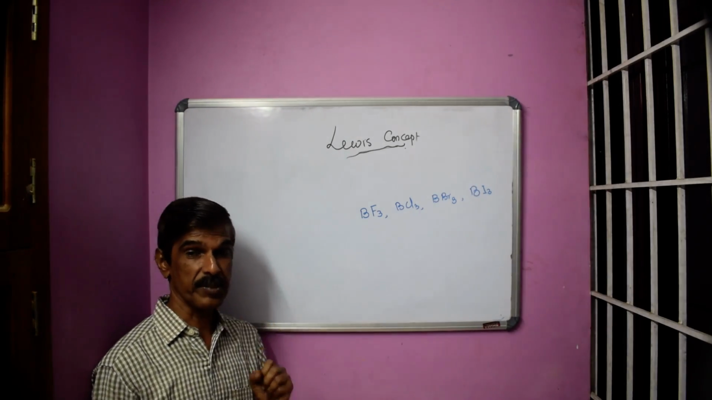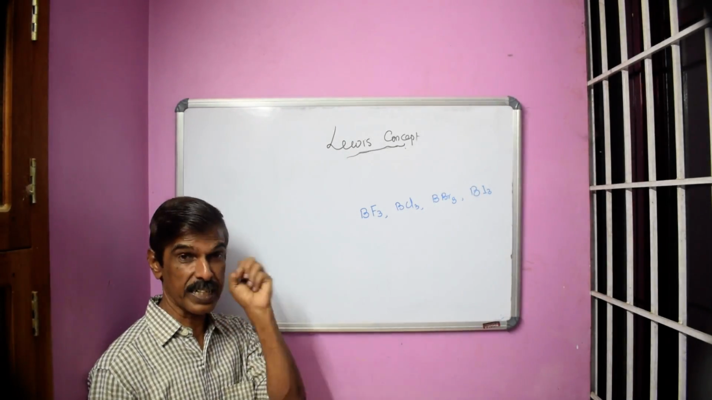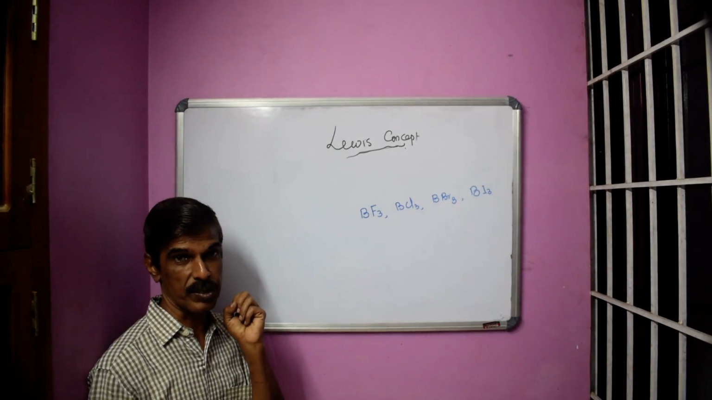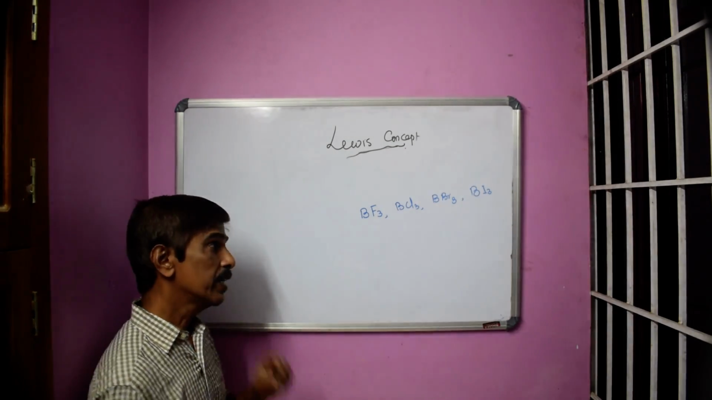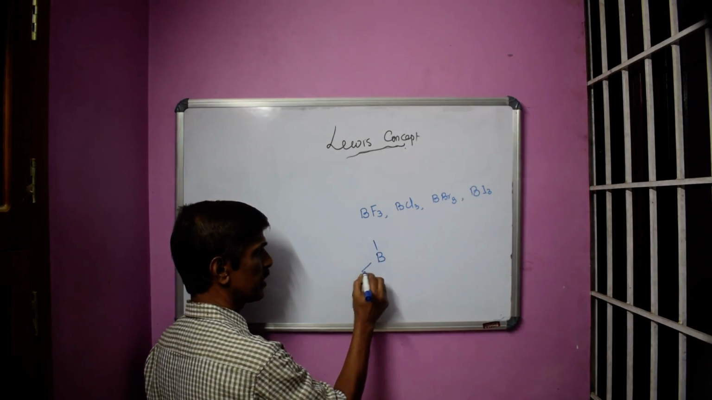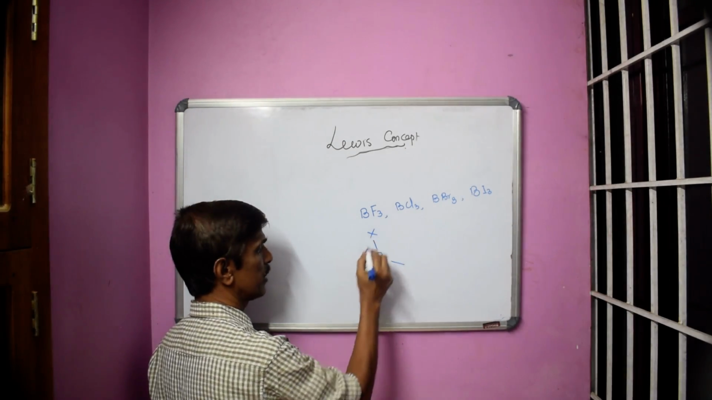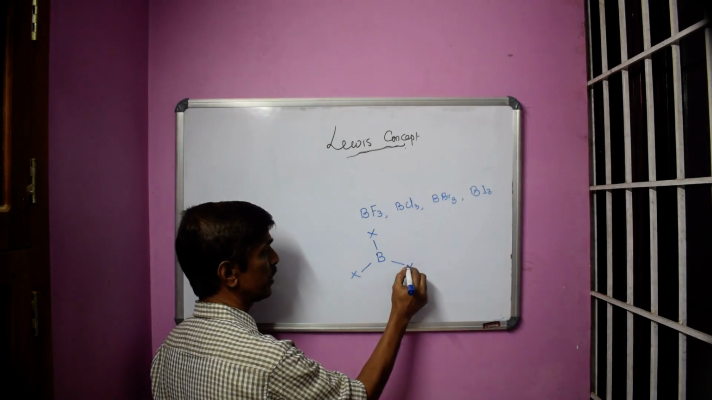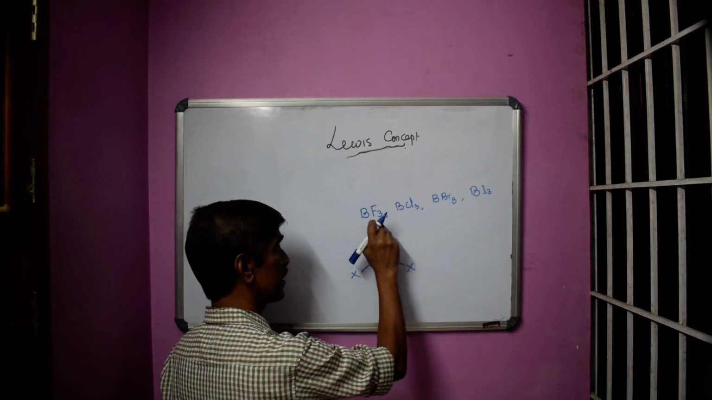The acidic nature is its attraction towards a pair of electrons, and in each of these molecules we can see that the boron atom is bonded to 3 halogen atoms, either fluorine, chlorine, bromine or iodine.